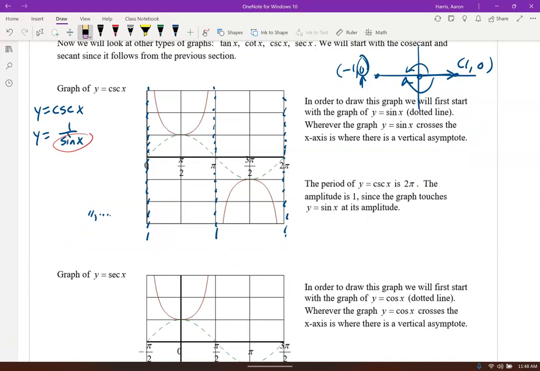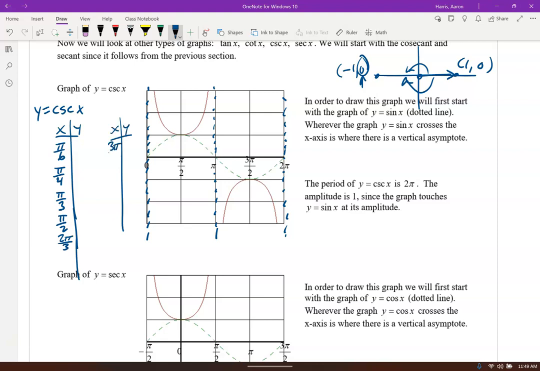So let's plot a few points. Let me erase this for just a second. Let's plot a few points to the right of 0. So let's go with pi over 6, pi over 4, some nice points on my unit circle that I can plug in. Pi over 2, we keep going, 2 pi over 3, 3 pi over 4, 5 pi over 6. I don't want to plug in pi because that's where my vertical asymptote is, nor do I want to plug in 0.